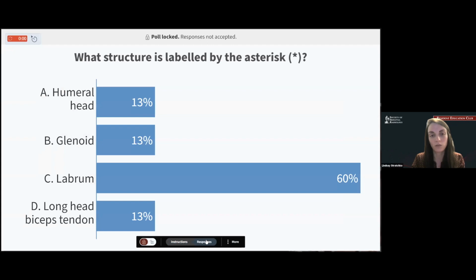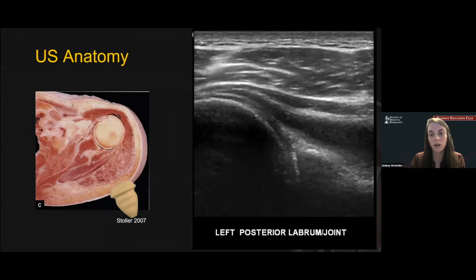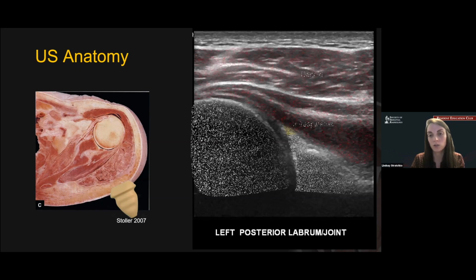All right, perfect. This is our labrum. Going over our shoulder anatomy, I know not everybody does a ton of musculoskeletal ultrasound. When we're scanning the glenohumeral joint, we're typically going to do it from a posterior approach. If you look at this image on the left, you can see a cross section, an axial cadaveric view, and where we have the transducer when we're doing these injections.